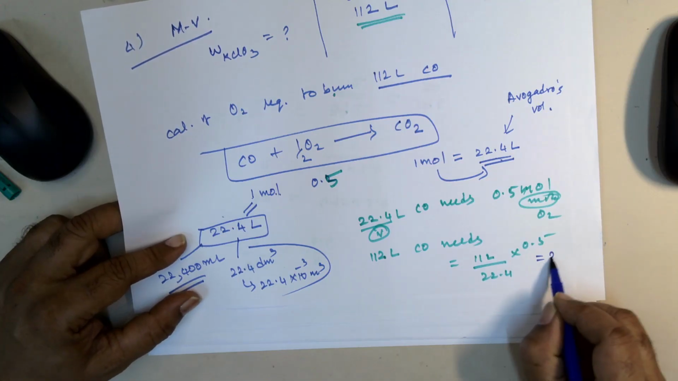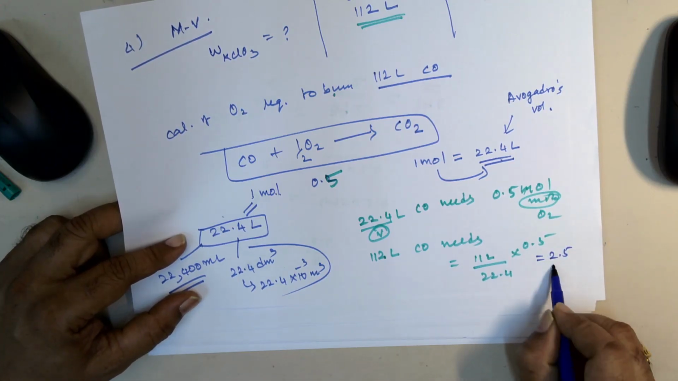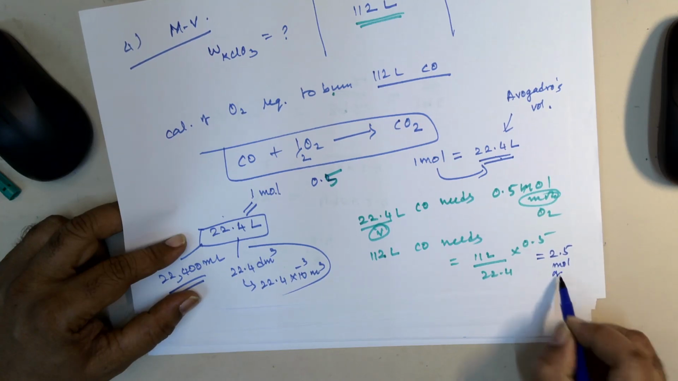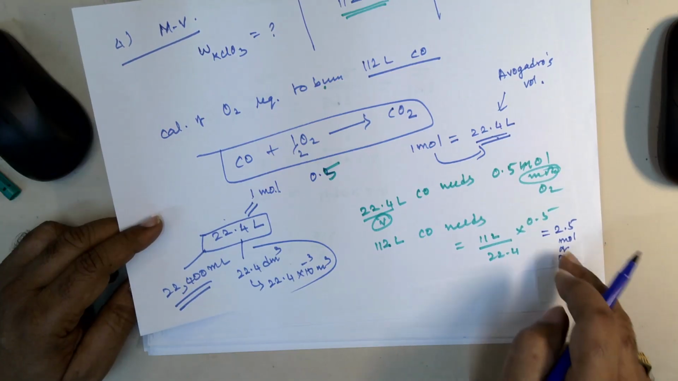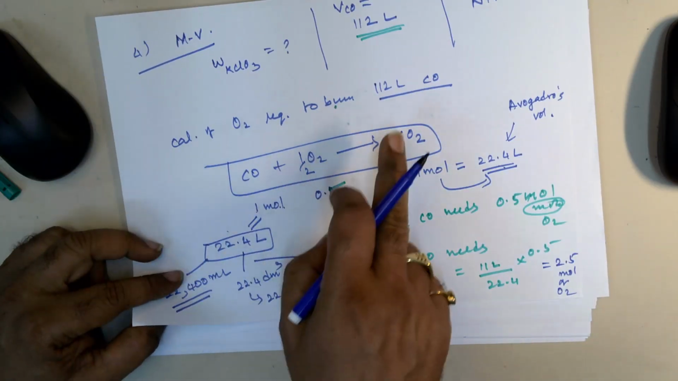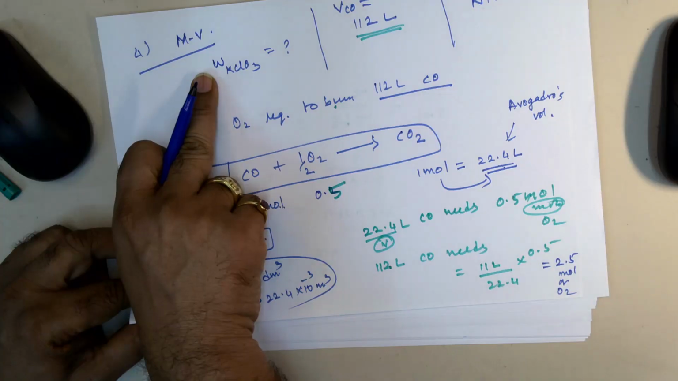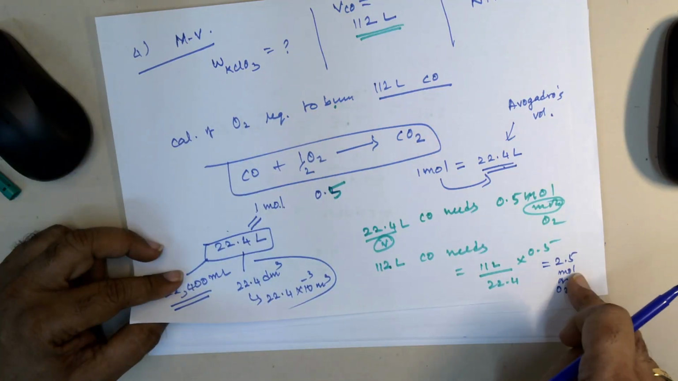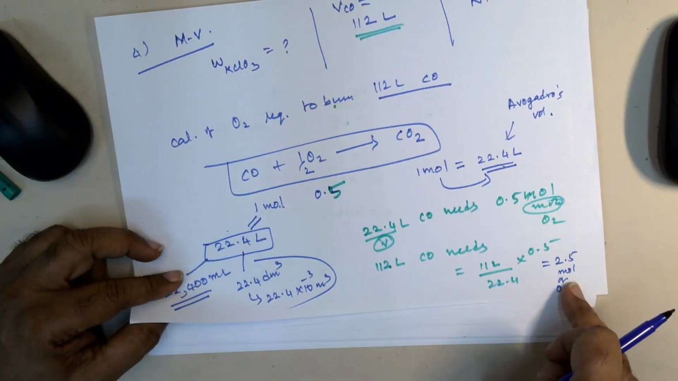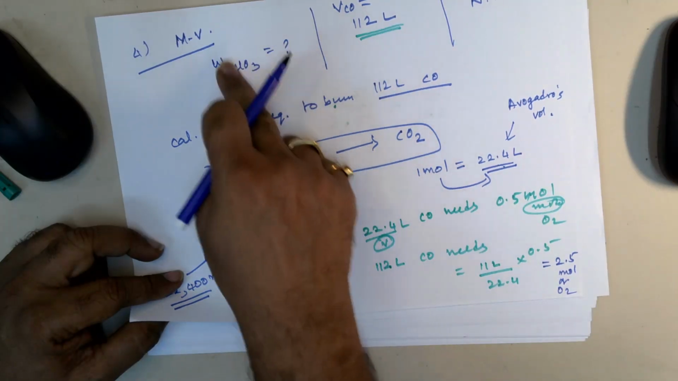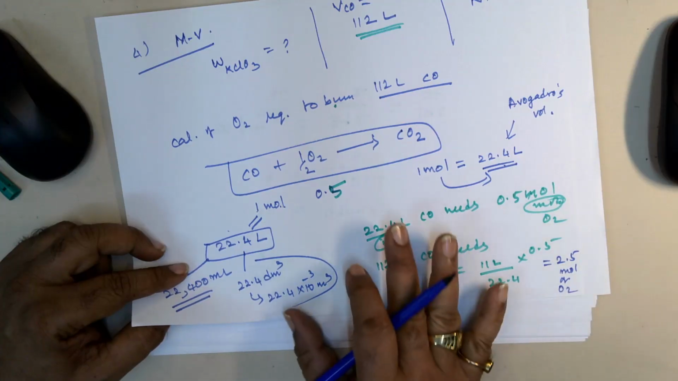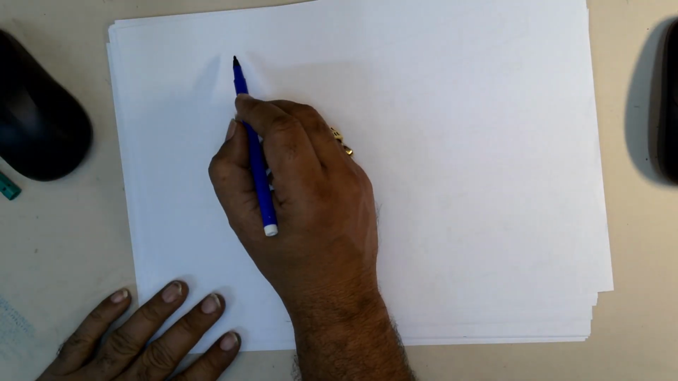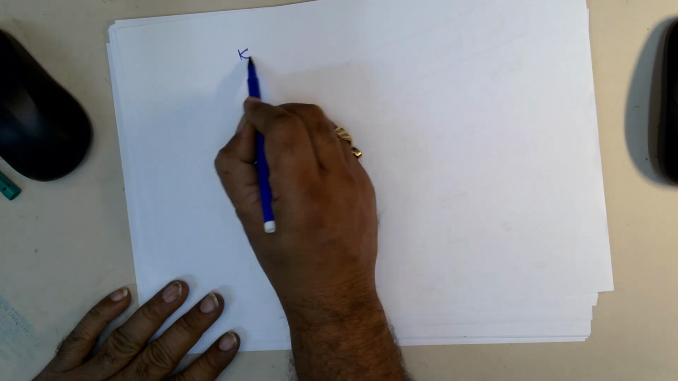So 2.5. Very good. So 2.5, what is the unit? Mole of oxygen, right? Now we have calculated the 2.5 mole of oxygen, and that is required for what? Suppose we want this 2.5 mole of oxygen, what is the quantity of KClO3 required? So likewise, we have to proceed with the second equation. We understand now we have got two equations here. Now, let us proceed with the second equation.